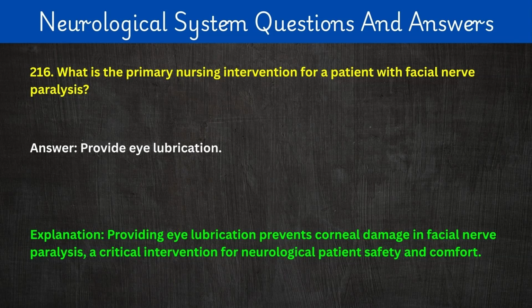216. What is the primary nursing intervention for a patient with facial nerve paralysis? Answer: provide eye lubrication. Explanation: providing eye lubrication prevents corneal damage in facial nerve paralysis, a critical intervention for neurological patient safety and comfort.